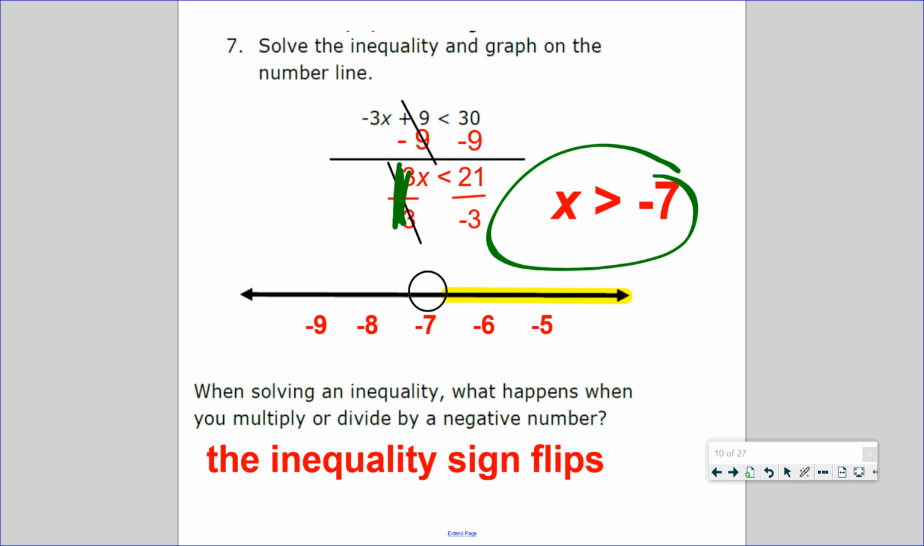When solving an inequality, what happens when you multiply or divide by a negative number? When you multiply or divide by a negative, like right here, we're dividing by a negative number. You got to flip the sign around. On the last test, number 14, many of you did not flip it around. Very disappointed in that. Very disappointed.